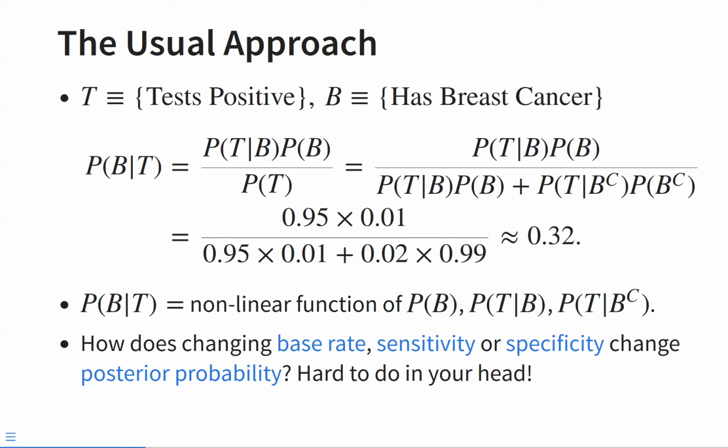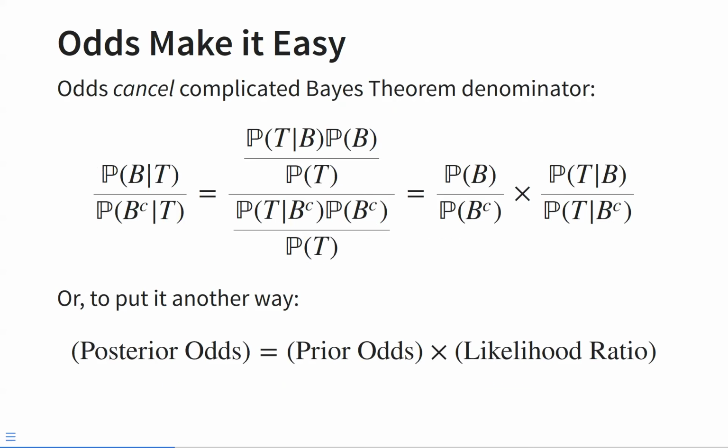So rather than this usual approach, let me encourage you to think about this in terms of odds. Odds make things easy. The reason they make them easy is because the part of the previous slide that made our lives miserable was that denominator, where we had the probability of T and then we expanded it using the law of total probability. But when we're working with odds, that denominator will actually cancel.